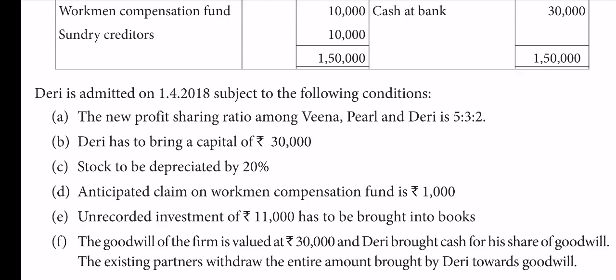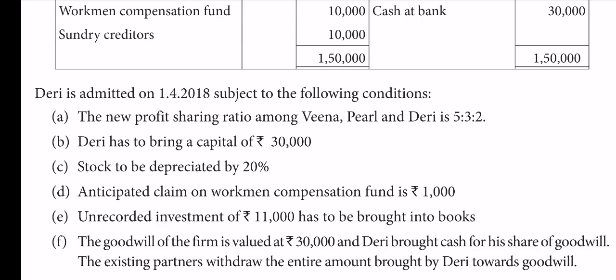Second, Derry has to bring capital of 30,000. So that adjustment is to be done in the bank account. Someone also asked why we need to open a bank account. Because he brought capital, and also we will see down what will happen.